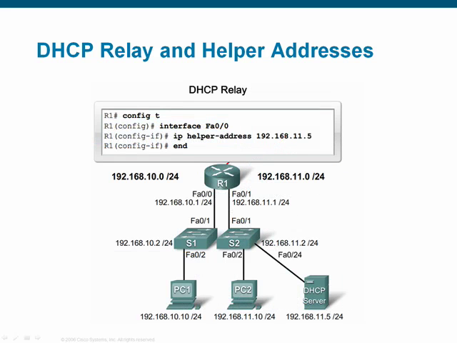In order for the server to receive these messages, the router that is blocking the broadcast must be configured as a DHCP relay. This is done by using the ip helper-address command. The ip helper-address command is configured on the router interface that receives the broadcast from DHCP clients and is followed by the IP address of the DHCP server.